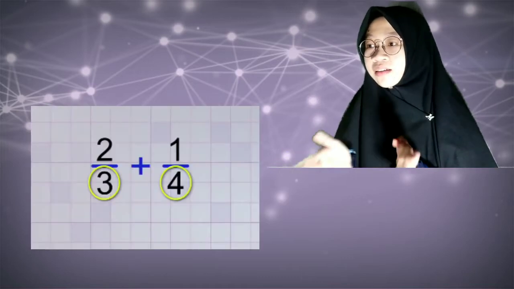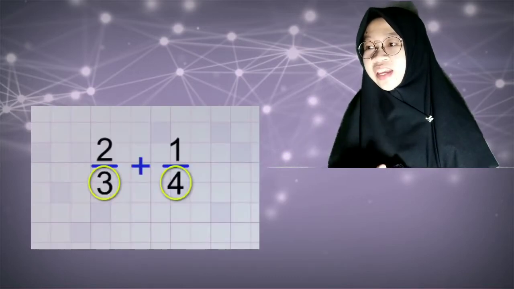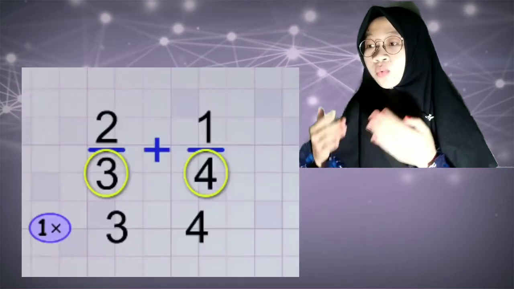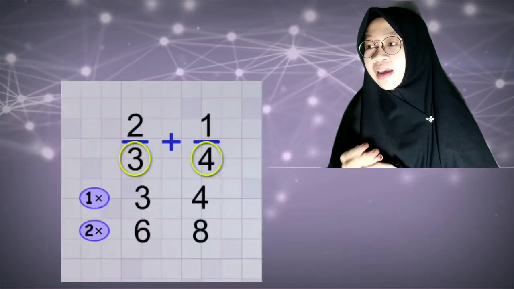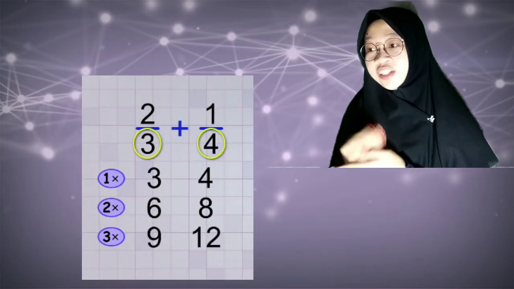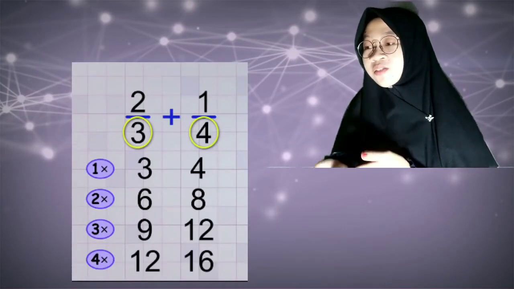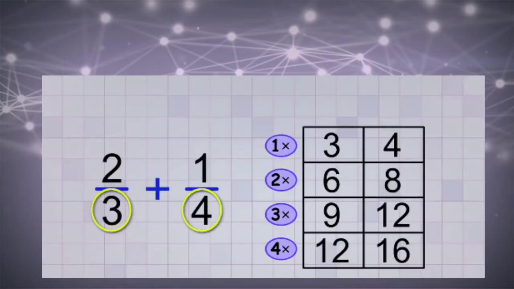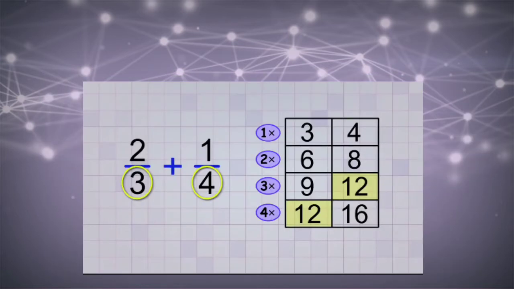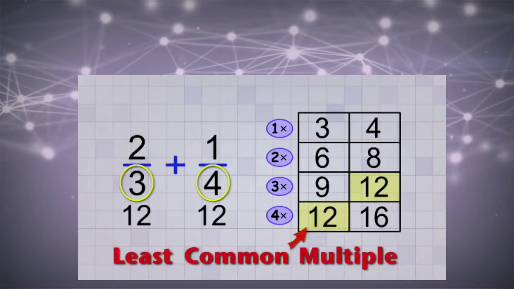First, we will take the two different denominators and start making multiples of each of them. We start with 1 times the number, and then 2 times, and then 3 times, and 4 times, and so on. It helps to arrange these multiples in a small table, almost like a scoreboard, so that you can keep things organized and easy to find. We will stop making multiples as soon as we find an answer that's the same for both numbers. That answer is called the least common multiple, and it will become our new common denominator.